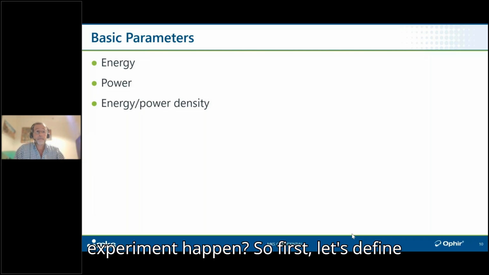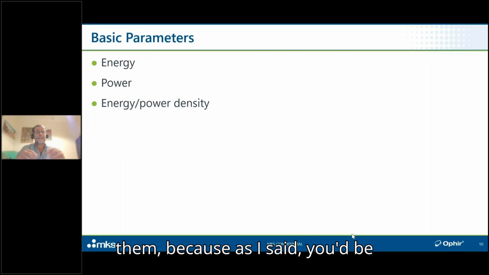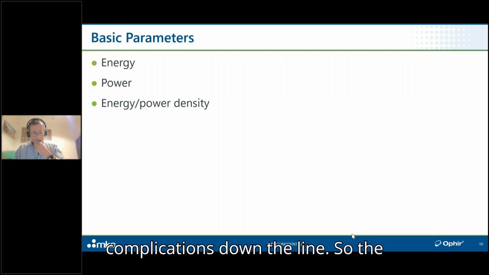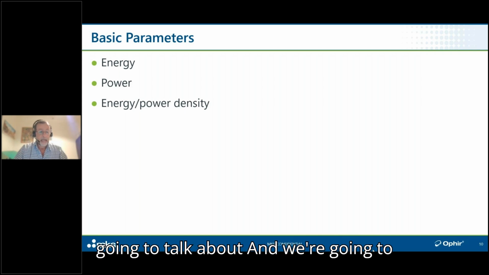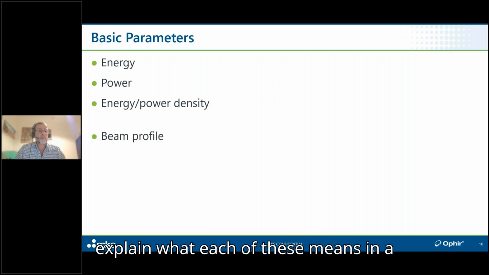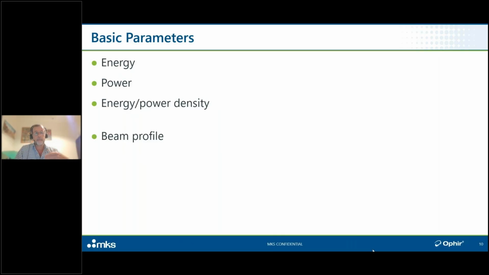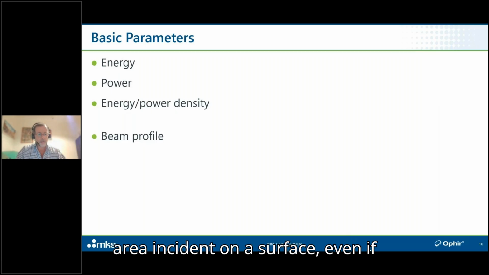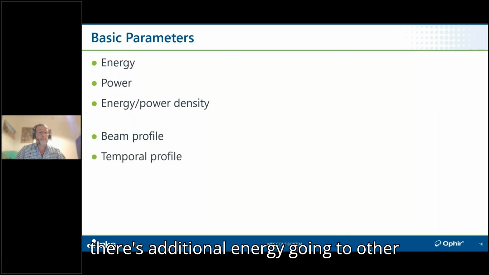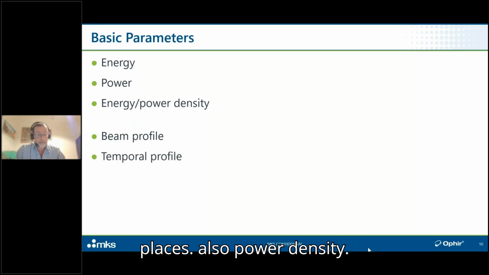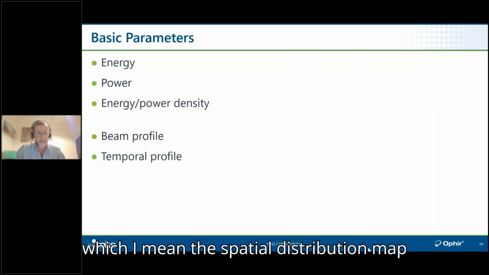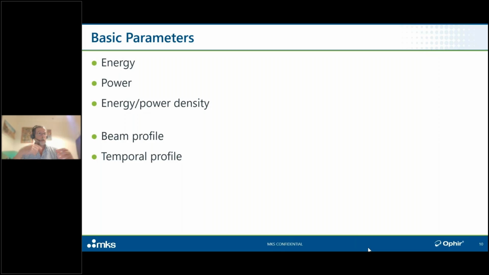There's energy, power, also energy density, energy per unit area incident on a surface, even if there's additional energy going to other places. Also power density. There's also the beam profile, by which I mean the spatial distribution map of the power in the beam's cross-section. We're going to touch on that briefly shortly. Also the temporal profile, the shape of a laser pulse in the time domain, the duration and how it's behaving during the course of that pulse, even if the pulse is a few nanoseconds long or 100 milliseconds long.